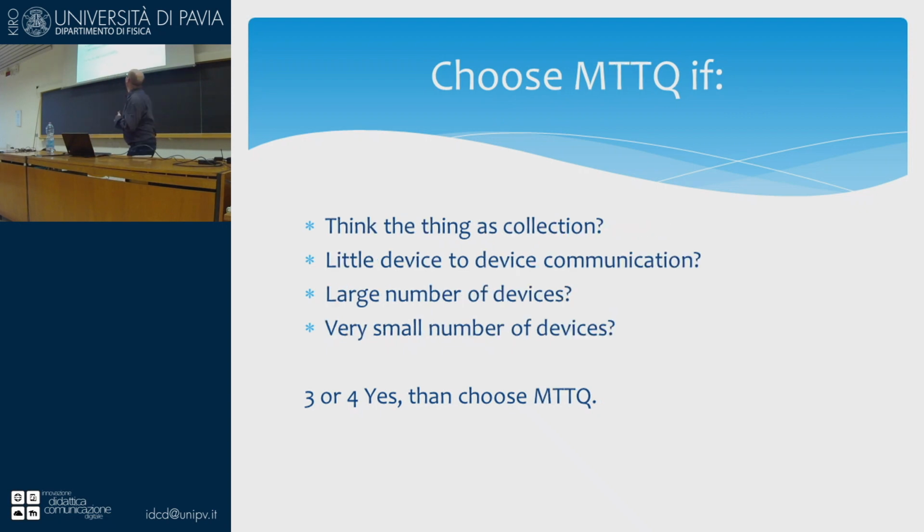Probably you want to use MQTT, like said before, if you have sparse sensors around, little devices, device-to-device communication, and you need some coordination between the devices in order to aggregate the information. And then you have a very, very small number of devices, and you have to think of the information like a collection that comes from the devices and came to you.